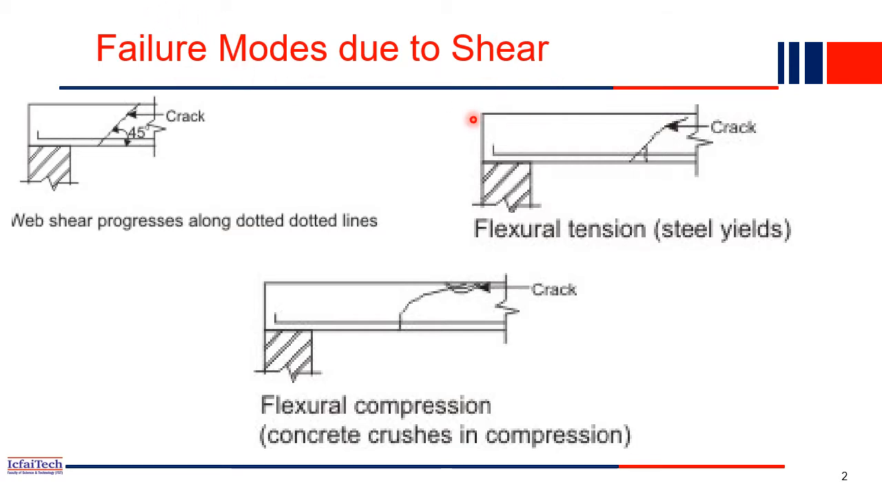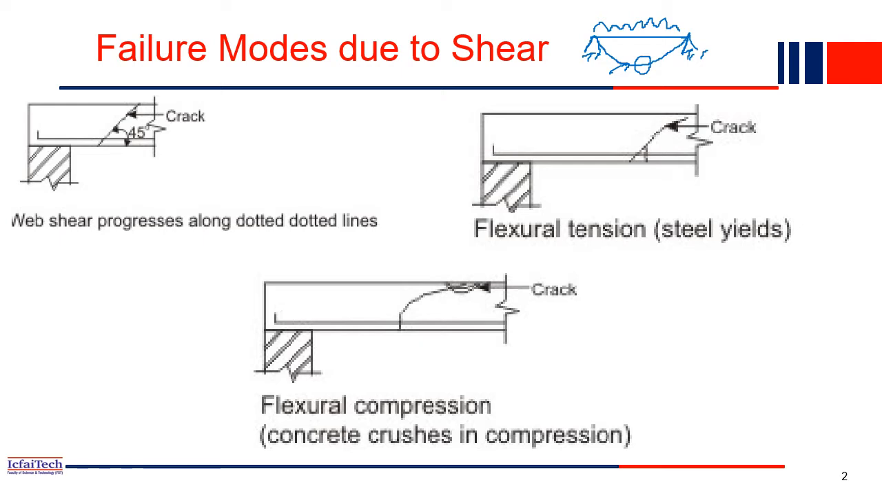Now we understood how failure happens because of bending. Quickly I'll draw it here. If this is a beam subjected to load, and a UDL is applied, then the beam will buckle, and the failure will happen at the center of the beam, in general. That is the failure due to bending.